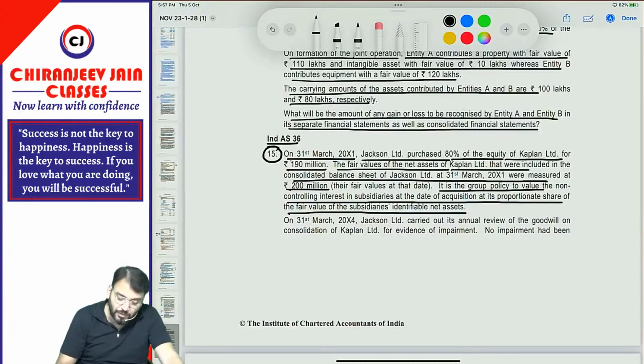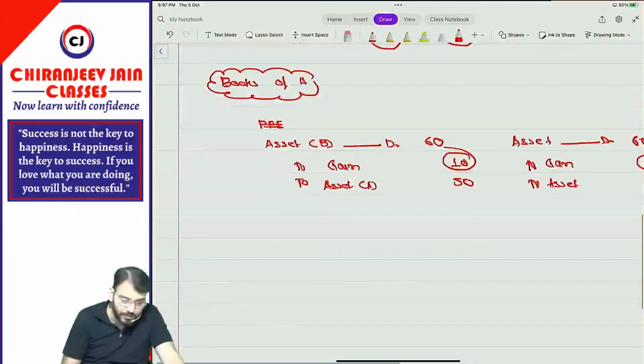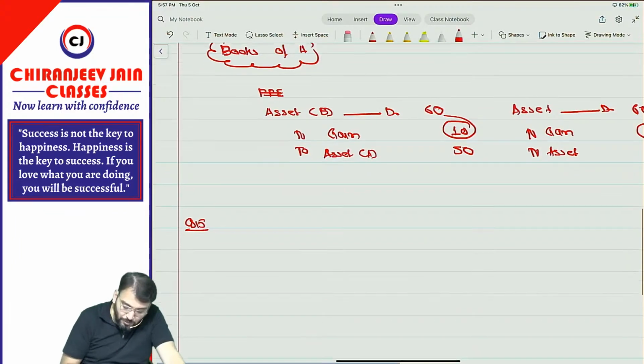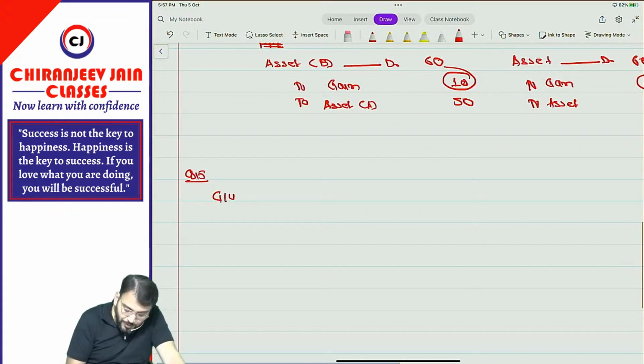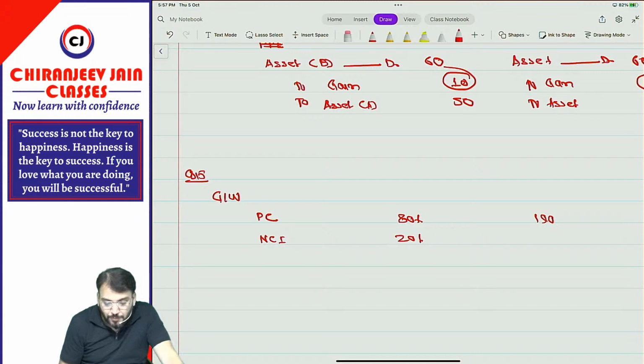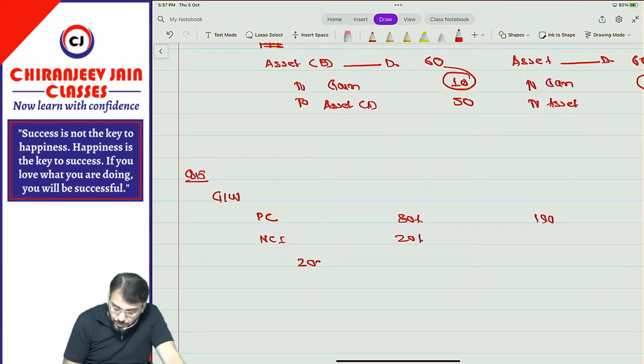So can you say from this we can work out goodwill? Let us work out goodwill first. We are doing question number 15. So what will be the goodwill? Purchase consideration given for 80% is 190. Then NCI for 20%: they have given 200 million fair value of net assets, so 20% of that becomes 40. So this becomes 230.